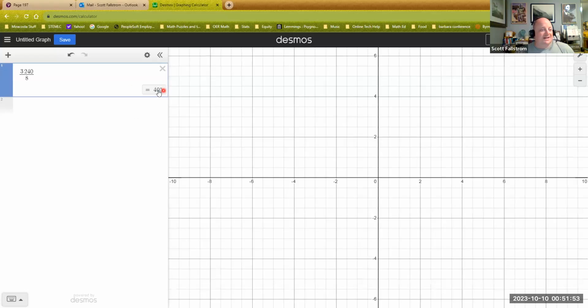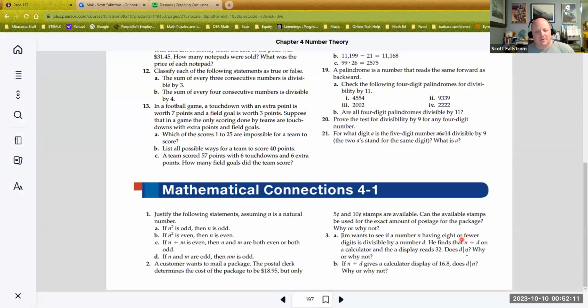Okay. So if it doesn't go in evenly, for example, what if it says something like this? 3,242 divided by 8 gets you here. Is 3,242 divisible by 8? So that's kind of the question that's being asked here.